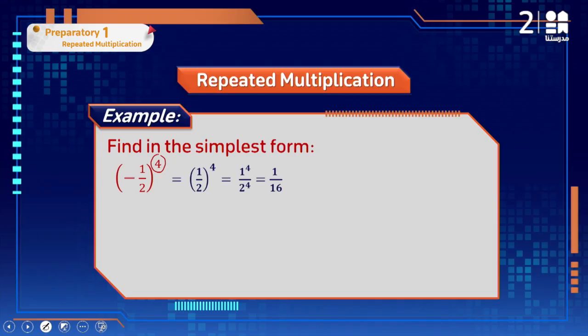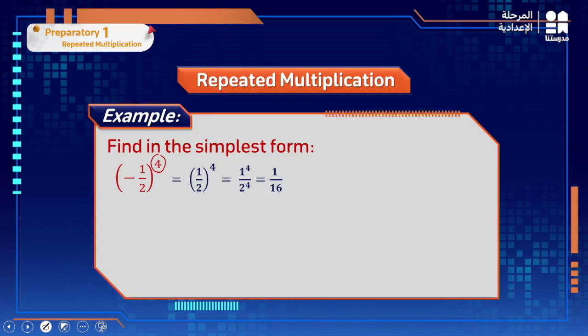So it becomes 1 over 2. I distribute this 4 for 1 and 2. So it is 1 to the power of 4 and 2 to the power of 4. Then repeat the multiplication. 1 times itself any number of times is 1, and 2 times 2 is 4, times 2 again is 8, times 2 is 16.